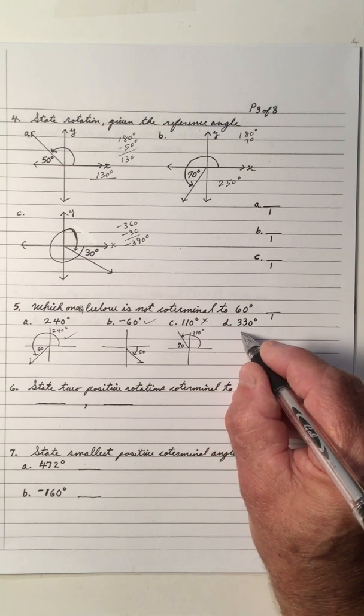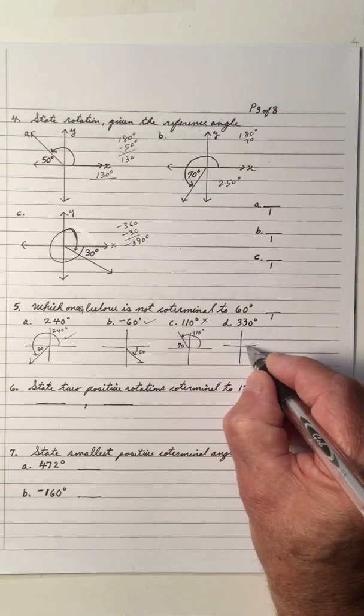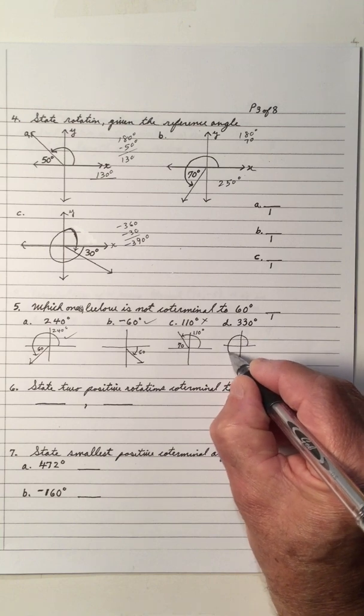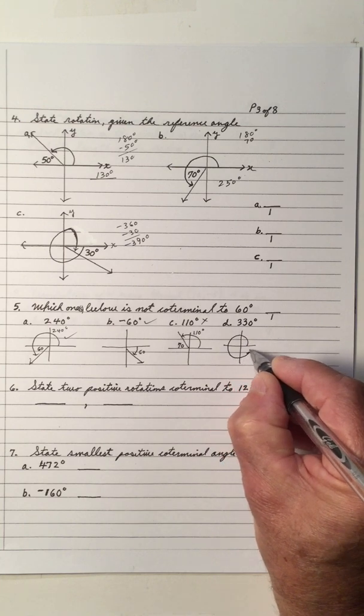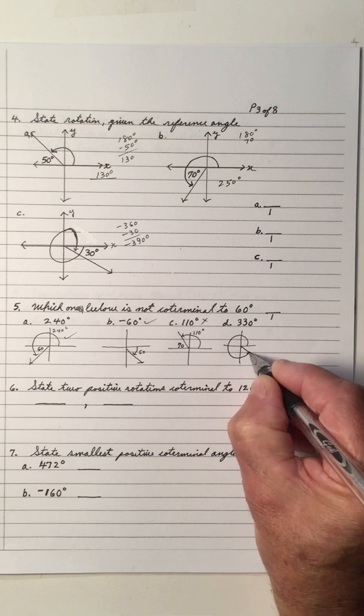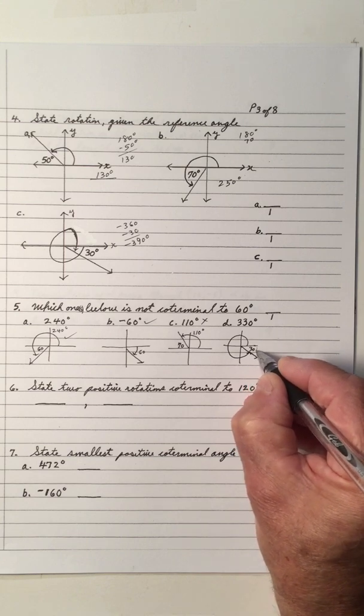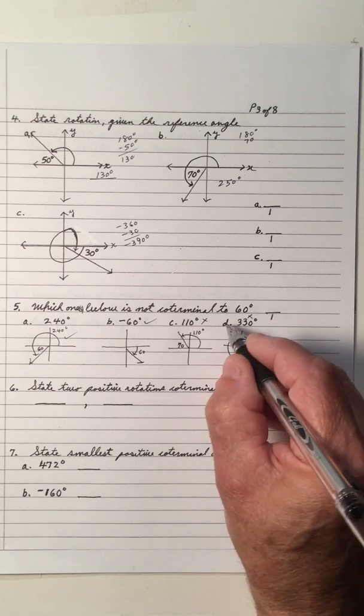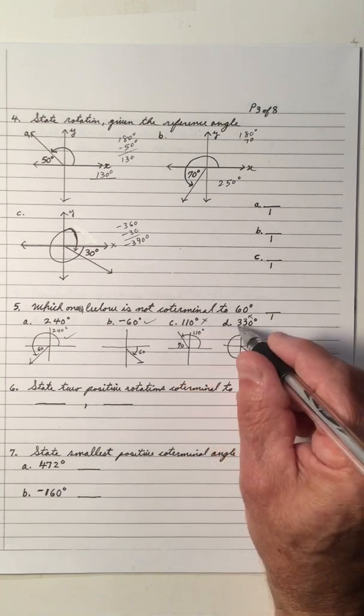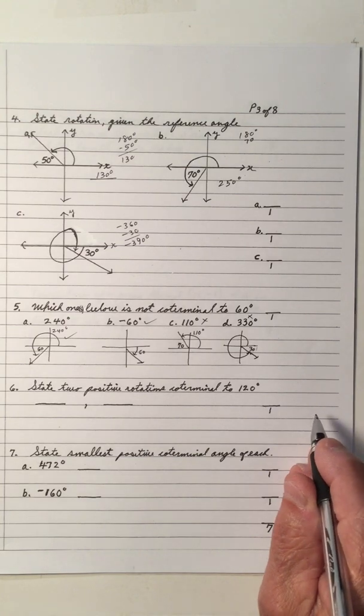And 330 is 90, 180, 270, right on over. And there's the terminal arm, and that's 330. So that's a 30 degree reference angle. So that one is not. So C and D. If you have C and D, give yourself a mark.